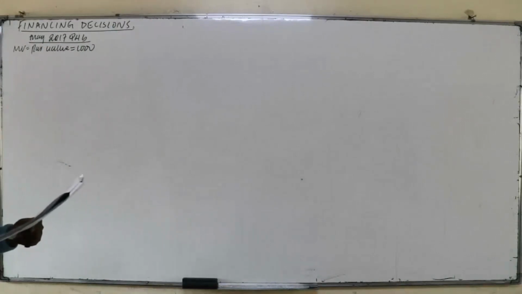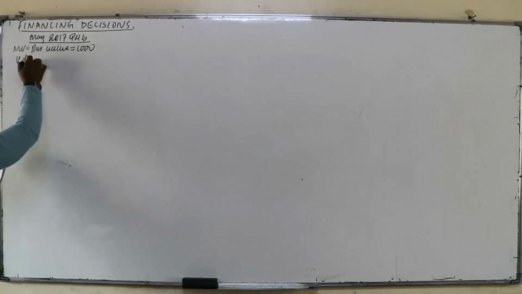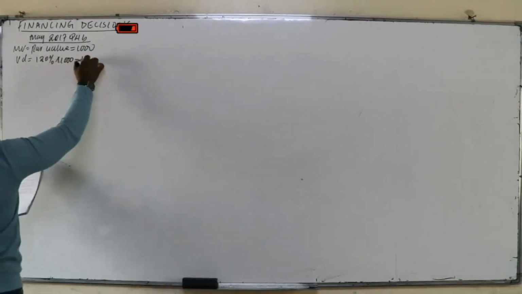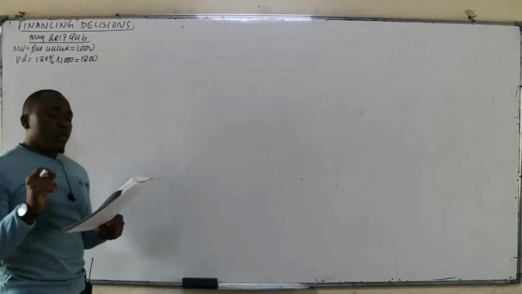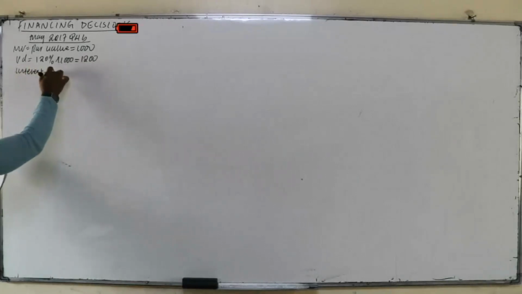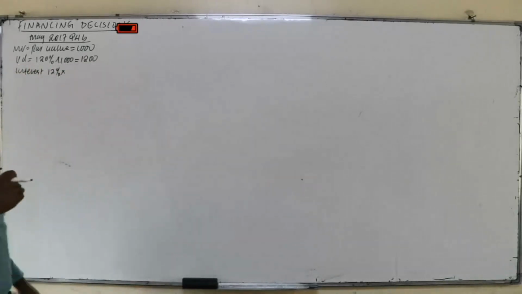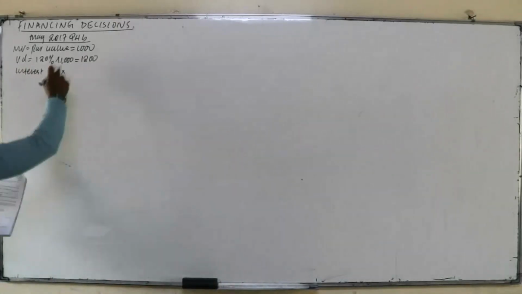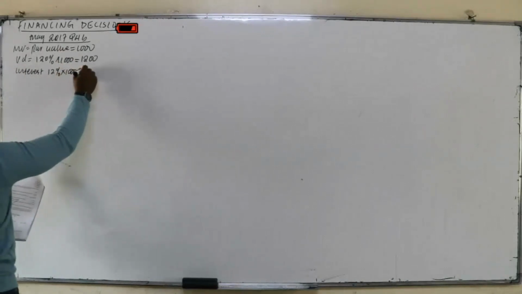The current market value of the bond is 120% of the par, with a coupon of 12%. The current market value, that's what we call the value of the debt. It's 120% of the par value. Remember, the par value is 1,000. So the current value of the debt is 1,200 with a coupon of 12%. The coupon helps us determine the interest. Interest will be computed based on the par value, and the par value is 1,000. So the interest per bond per year is 120.